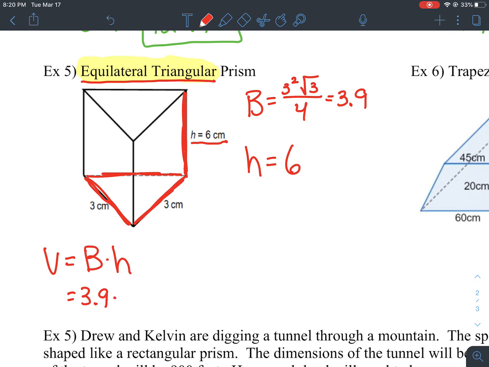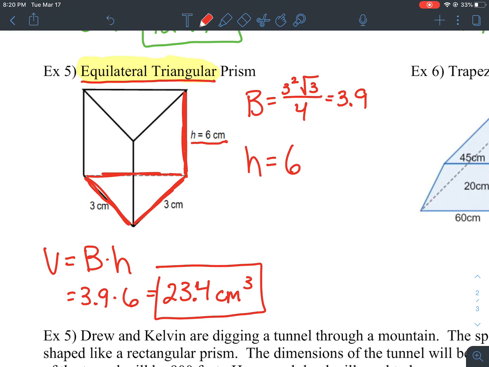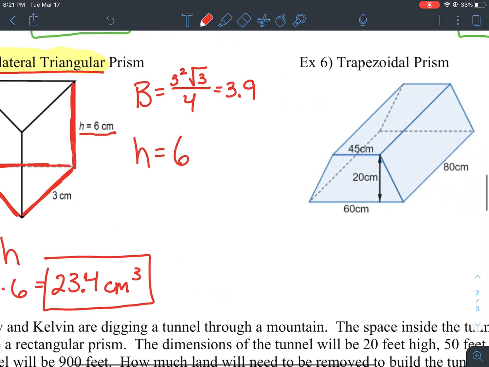and we're going to multiply it by the height, 6, and that's going to give us a grand total of 23.4 centimeters cubed. Okay, find the area of the base, and this is why success in last unit is so beneficial now, because we're taking that information, how do we find the area of any given shape, and applying it now to a three-dimensional figure, which makes more sense because we live in a three-dimensional world.